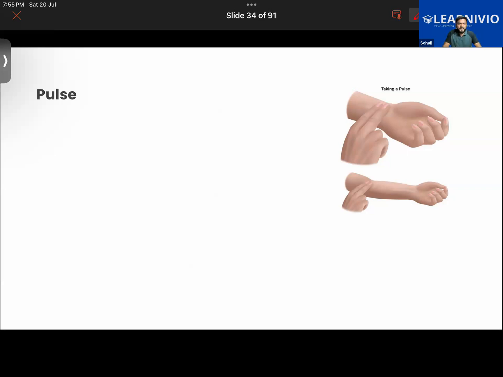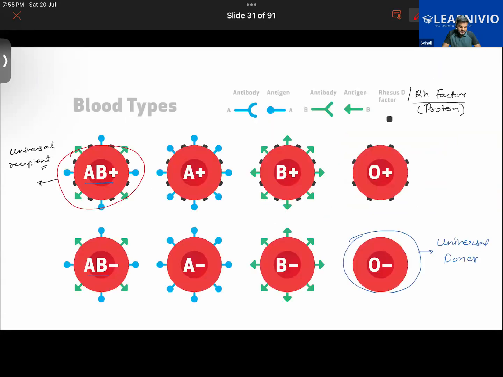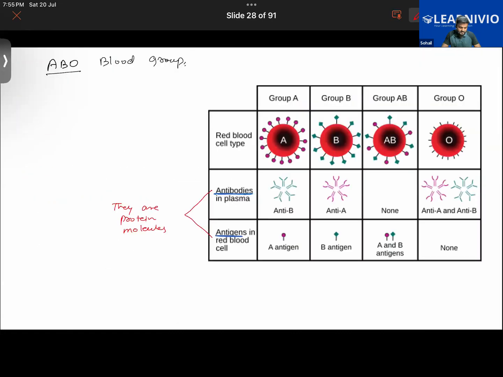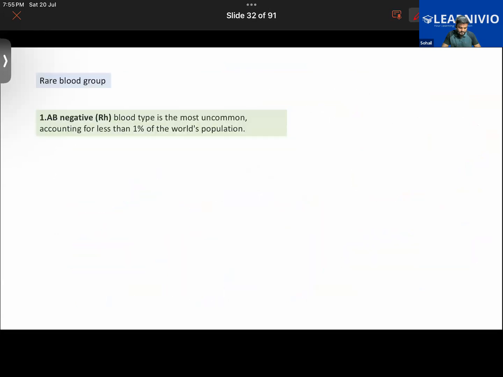Sir, did we take notes about this AB or blood group? Repeat again. Did we take any notes about this AB or blood group? Yeah, about this one. No, right now you guys haven't taken any notes. I would be telling you guys to take the notes. Okay, now just wait for a minute.